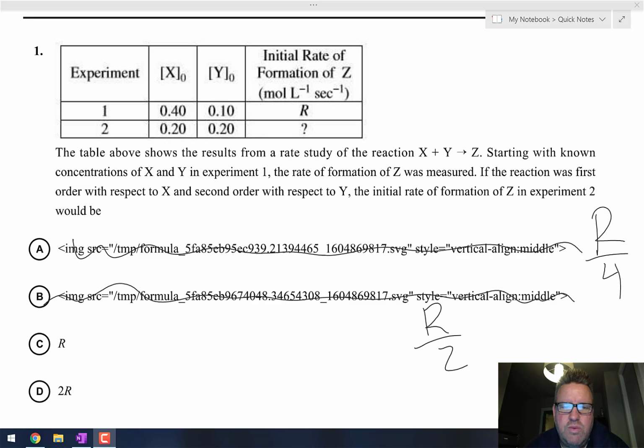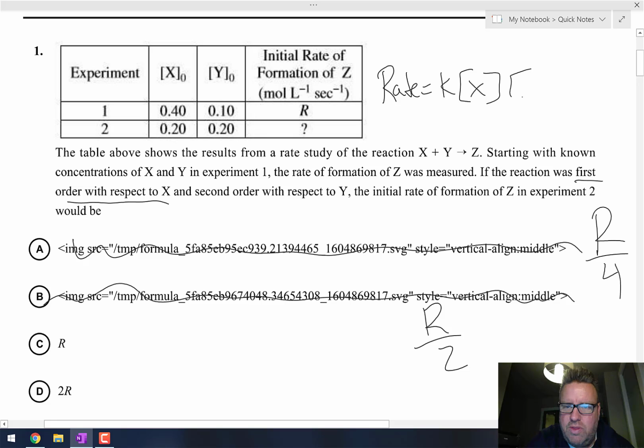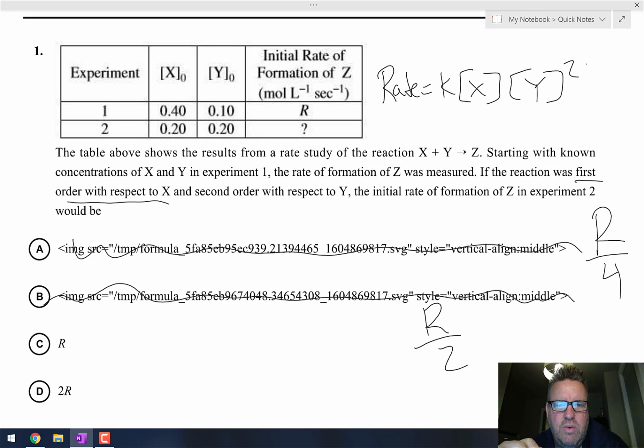If the reaction was first order with respect to X, so let's go ahead and write, because this probably is going to help you, let's go ahead and write out the rate law here. The rate is going to equal k times the concentration of X. It's first order with respect to X, and then second order with respect to Y. They don't ask you for that, but it might help the problem. The initial rate of formation of Z in experiment 2 would be what?